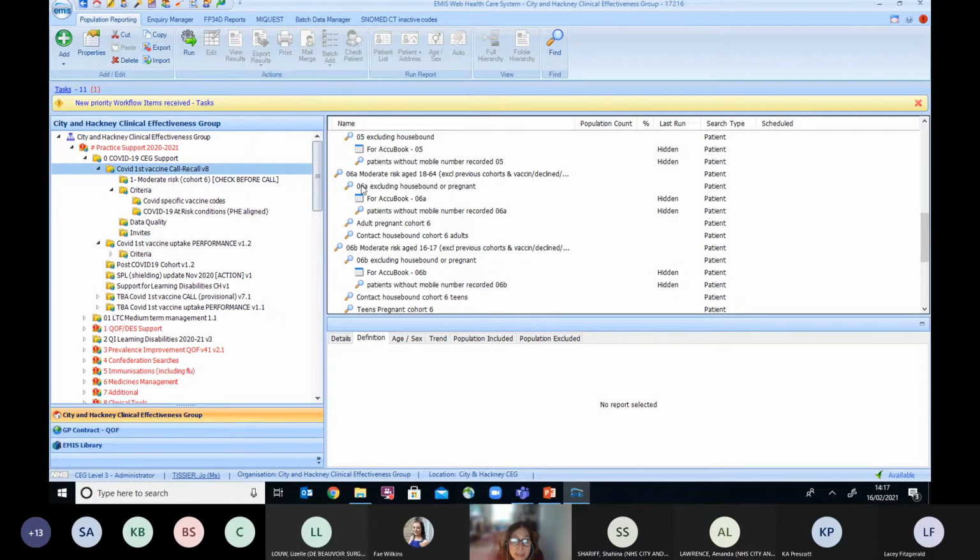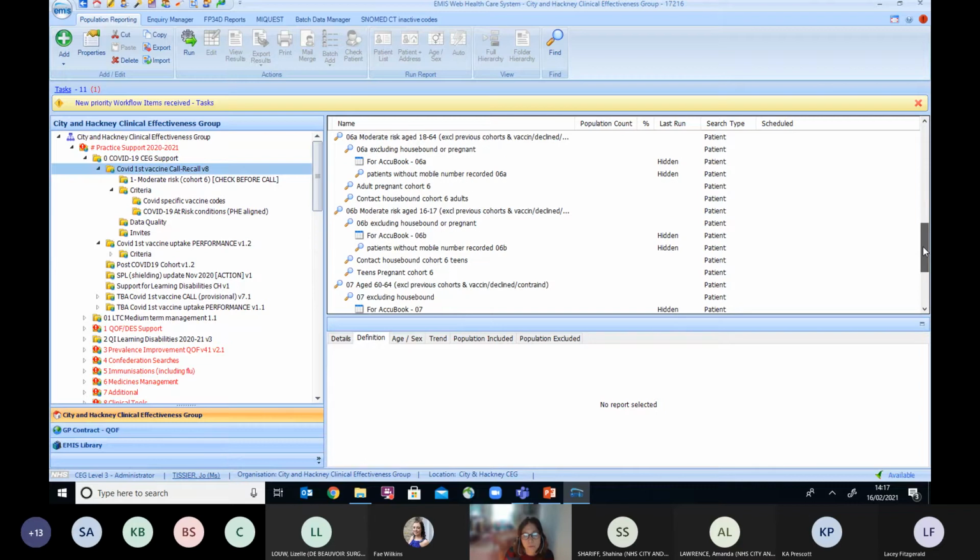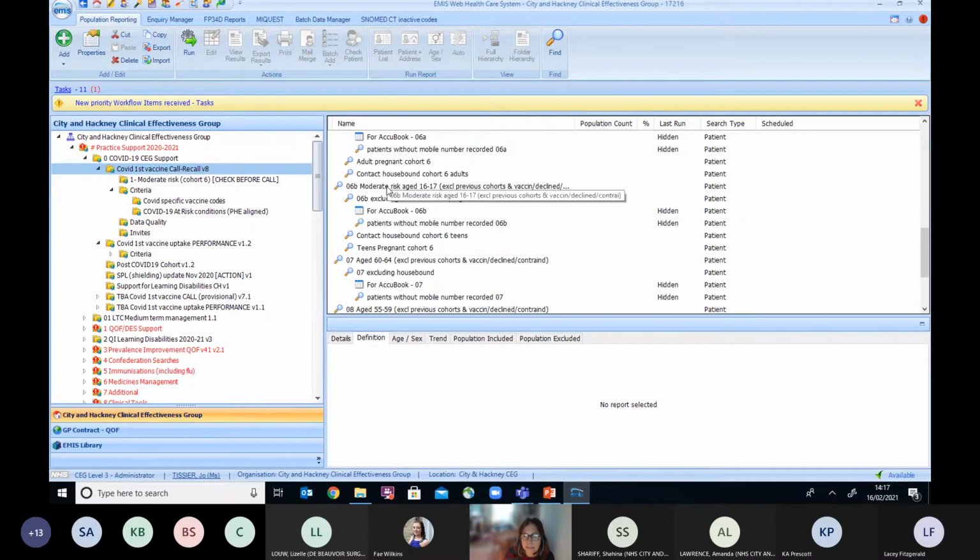Going on, that's split again. So that's 6A, aged 18 to 64. And again, we've split because of the 16 to 17-year-olds, because as I mentioned earlier, to do with the Oxford vaccine and the Pfizer vaccination. As we go down, we're just going down to the other ones, which is group 7, which is 60 to 64, and then 8 and 9. So really the update is to do with the cohort 6.